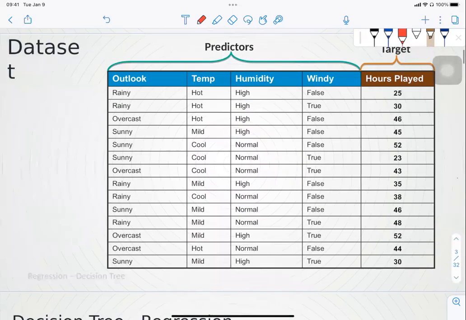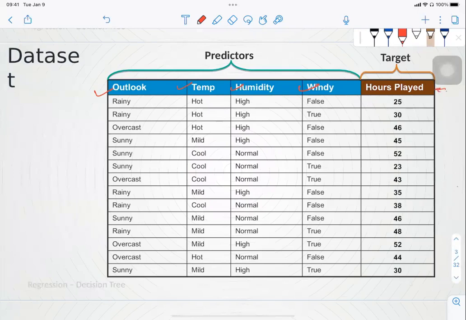Now let's look at the data set which we are going to use for this entire PPT. We have four predictor columns, that is nothing but outlook, temperature, humidity, and windy. And our target variable is hours played. This is what we want to predict. Here this is our training data. So we are given the values on which we will train our model, and hence we will use this training data to predict the hours played value in the future.